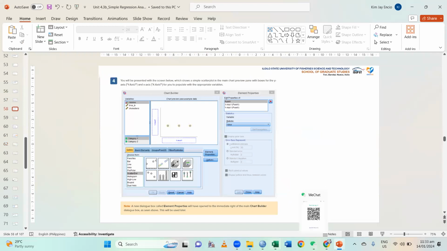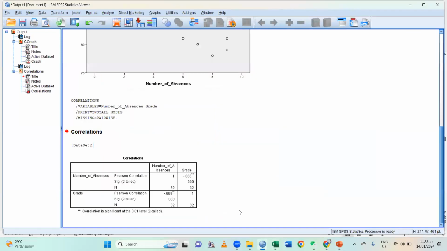Anyway, let's interpret this one. Is this significant or not? By the way, there is a negative relationship because the value of R here is negative. Is this small, moderate, or strong? Strong, because this one has an absolute value that's greater than 0.5. Is this significant or not? Take a look at the Sig. 2-tailed or the p-value. It's 0.000.